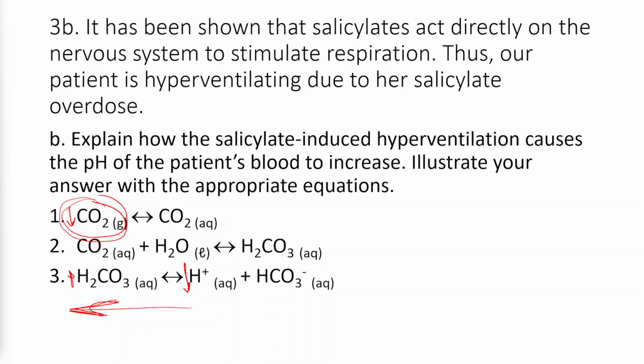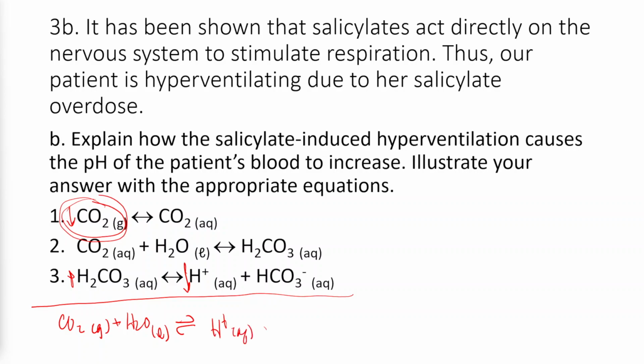So I guess I should have written out the added together equation, right? If we have our fully added together equation, I think that's maybe where you're getting the confusion. So you have your CO2 gas plus your H2O liquid is in equilibrium with your protons and your bicarb. Right, because everything else cancels. So, a little harder to read.